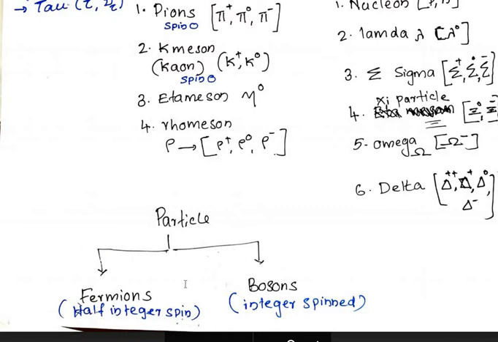So fermions are half-integer spin particles. That is, they may have spins 1/2, 3/2, 5/2, 7/2, etc. What are bosons? Bosons are integer spin particles. So they have spin 0, 1, 2, 3, etc. So we can roughly classify particles into two types based upon spin, that is fermions and bosons.